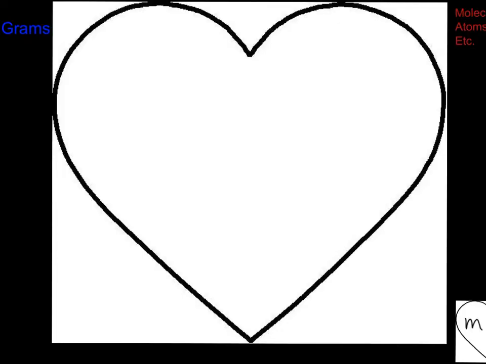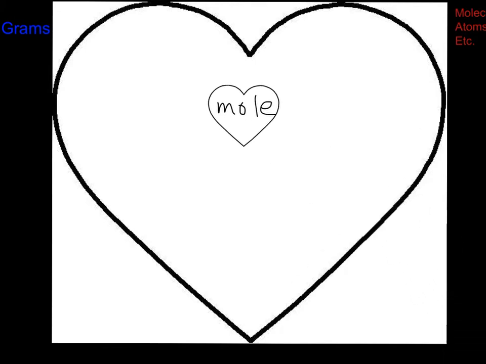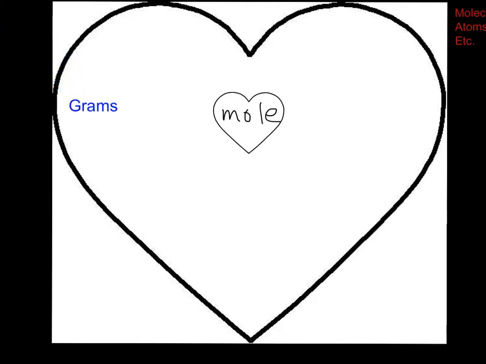Okay, so open up your heart, and to write in this information, we're going to start again with the mole. We're going to make a smaller heart in the center. We're going to write the term mole right in there, because we're going to have to transition from moles, or using moles as an intermediary in our calculations. So one of the things that we started working on last semester was grams and being able to go from grams to moles. So as we're doing this, let's just say we're trying to go from grams to moles.